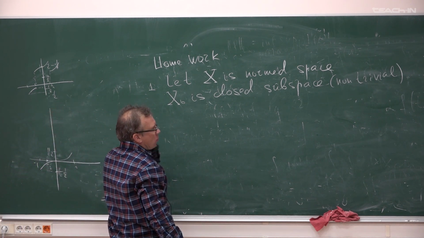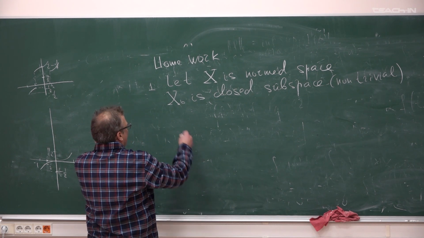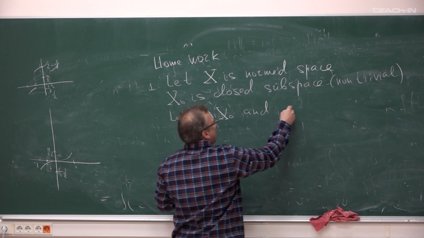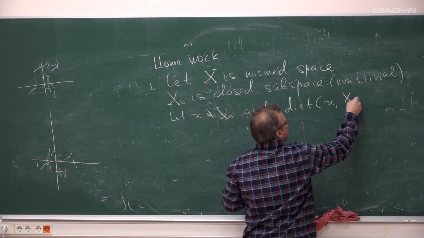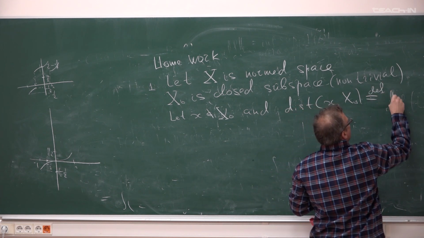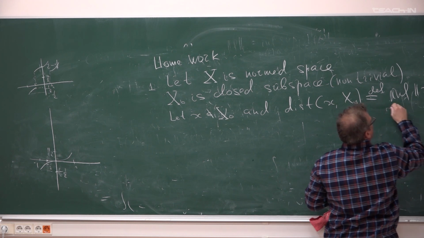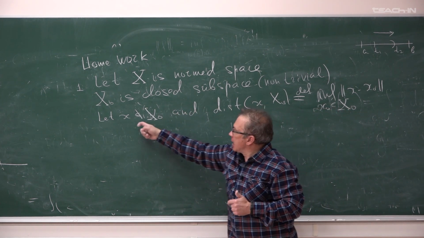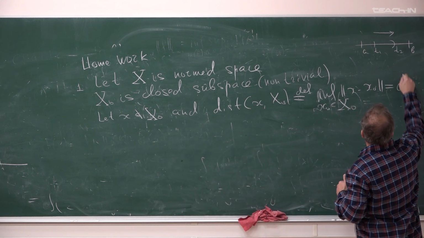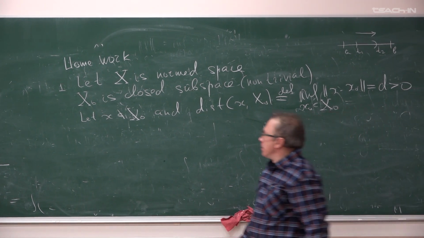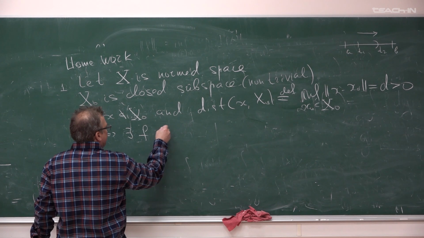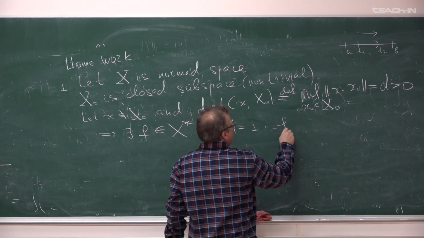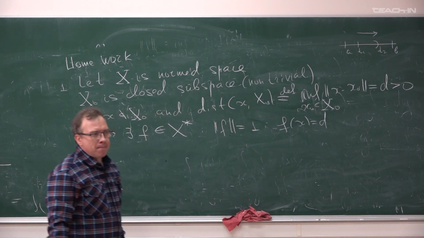But I give this problem with some additional information on this functional. Let x be not from X0, and then you can define the distance between x and X0. By definition, it is the infimum of this norm over X0, our subspace. And because I take a closed space and an element not from this space, it is a positive number d. Then there exists a functional f such that the norm of f equals 1 and f of x equals just d.